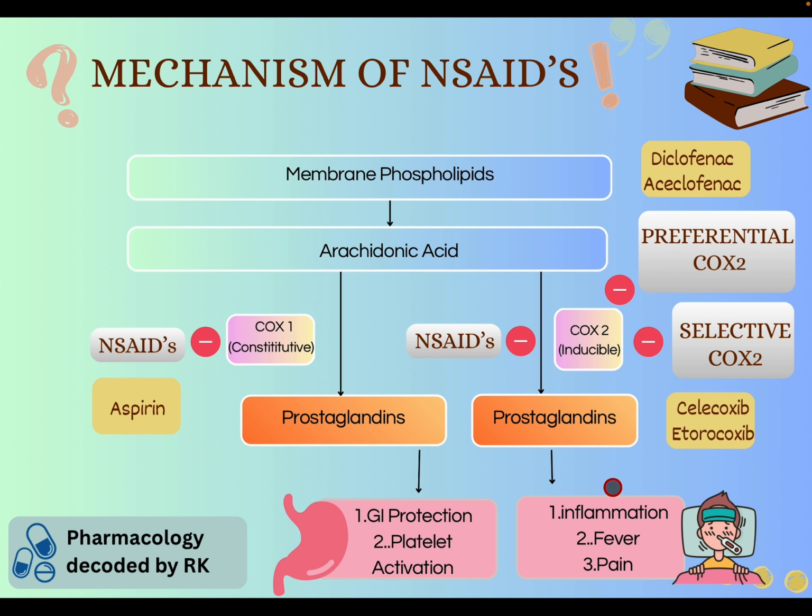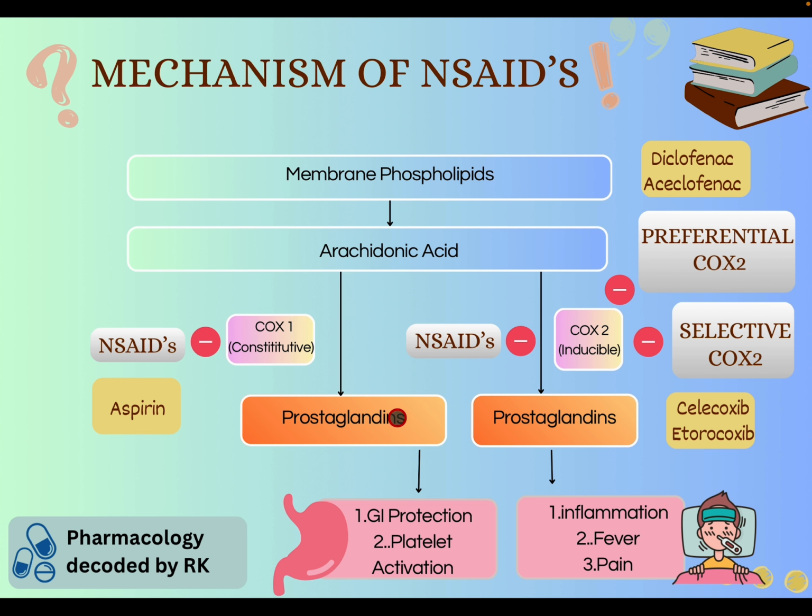Drugs like diclofenac and aceclofenac provide preferential COX-2 anti-inflammatory actions with less gastric irritation. Finally, selective COX-2 inhibitors like celecoxib and etoricoxib specifically target the COX-2 enzymes, giving anti-inflammatory as well as analgesic effects with minimal gastrointestinal side effects.